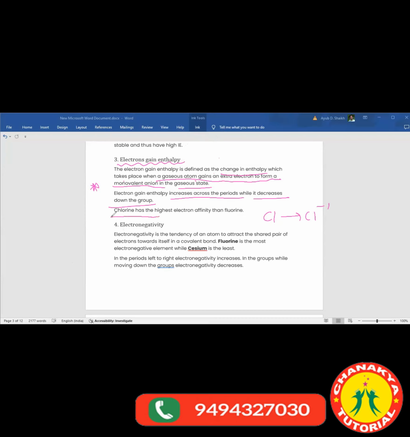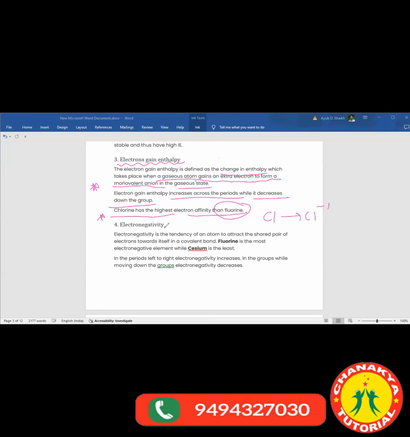See here, chlorine has a higher electron affinity than fluorine, though fluorine is the most electronegative element in the periodic table. So this is quite an exceptional case. You need to keep it in your mind.